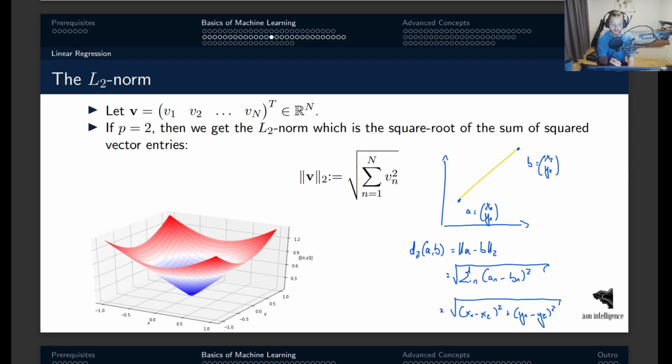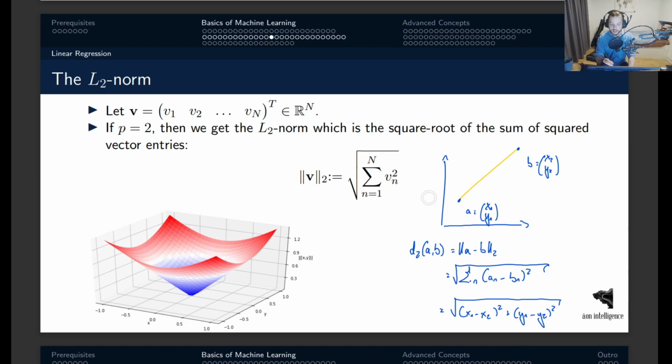And again, since the L2 norm is a norm, we can define a metric which is induced by that norm. We call this metric D2. And this is equal to the L2 norm of the difference between 2 vectors A and B. And if we evaluate this, this is equal to the squared differences of components. We sum these up, and then we take the square root of that sum.